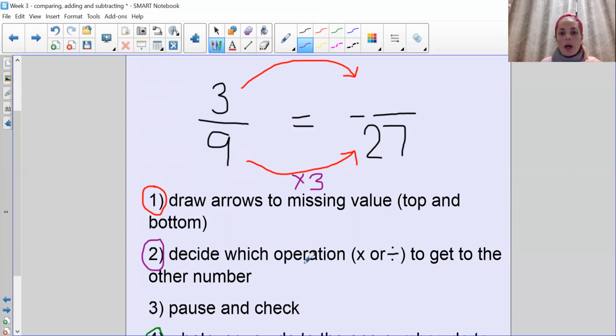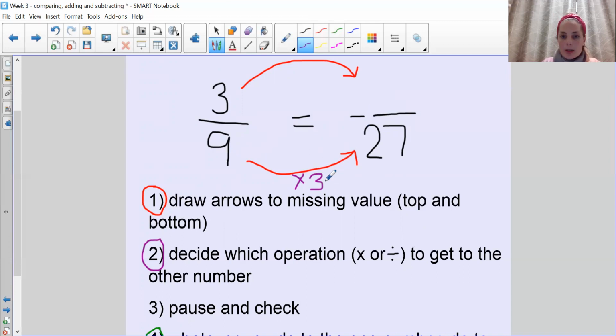Okay, so I then pause and check. The direction I'm going is this arrow. So I say, is 9 times 3 27? And if it is, I feel very happy that that is correct. So this pause and check is very important, okay? So if you put divide by 3, you would then realize that 9 divided by 3 is not 27, and therefore you've made a mistake here.